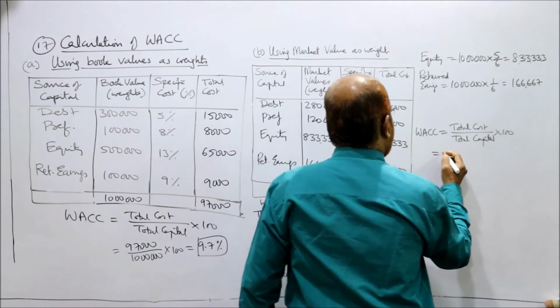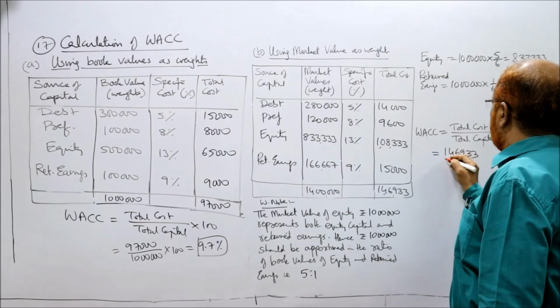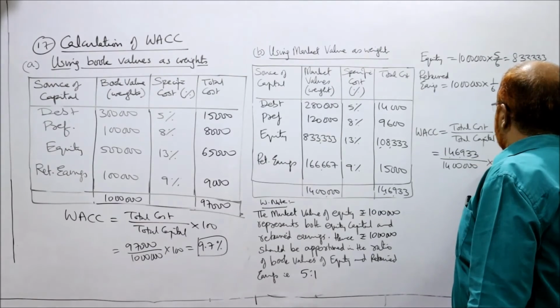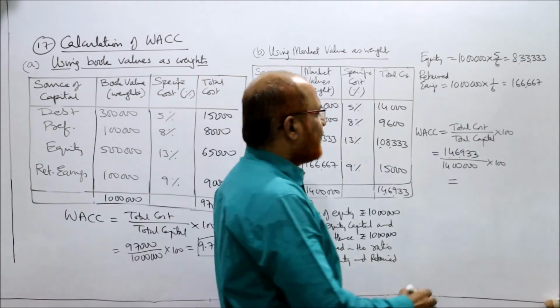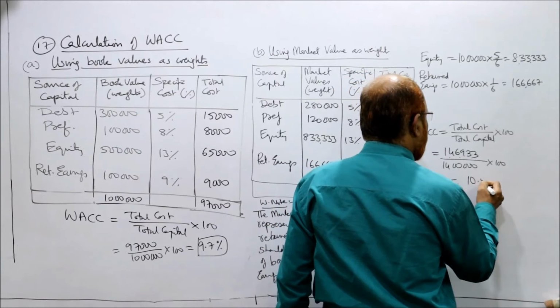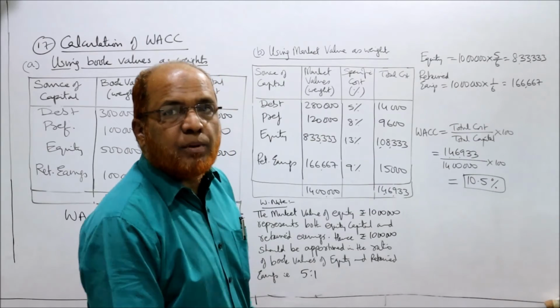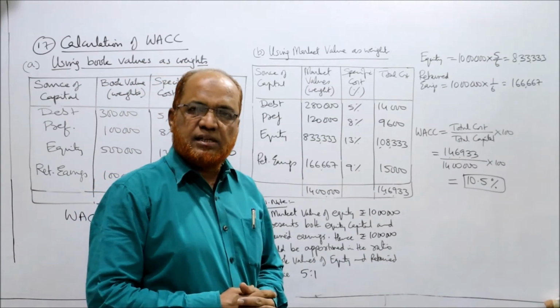So here it is: 1,46,933 divided by 14 lakhs into 100. So it comes to 10.5%. So these three problems we have solved on WACC.